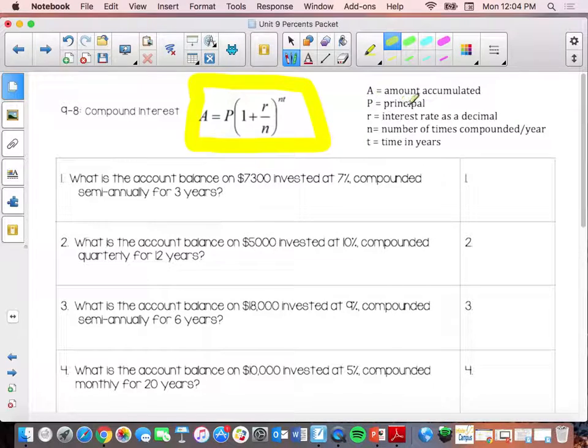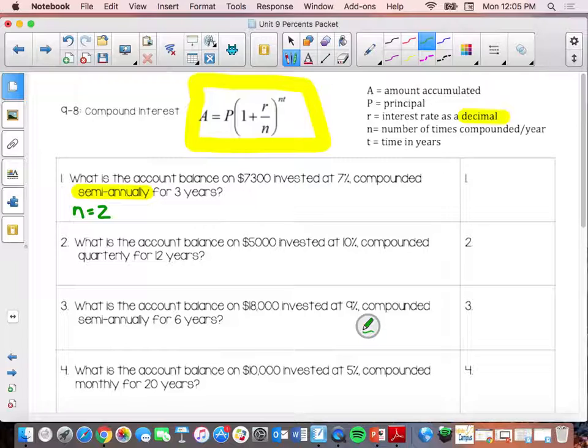All right, the principal is still P. The rate as a decimal is still R, but now we have a new letter N. N is the number of times compounded per year. So, for example, if it says semi-annually, think about how many times per year that means. First of all, the word annual means per year, and semi-annually means that n equals 2 because it's 2 times per year.